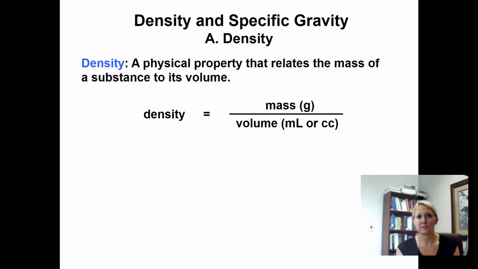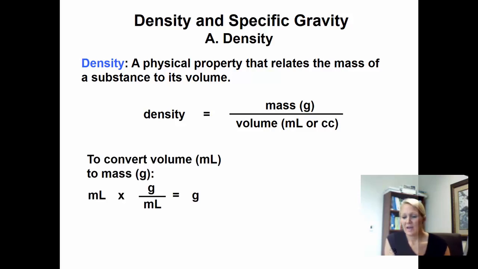Density is a physical property and it relates the mass of a substance and its volume. So it actually has a mass and a volume unit, which can be very useful even when we are trying to convert from one unit to another. So density equals mass over volume. So it's mass in grams and volume in milliliters. And remember, a cc is just a cubic centimeter, so centimeters cubed, or cc. That's the same thing as 1 milliliter.